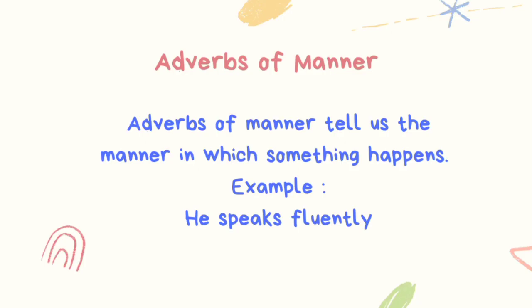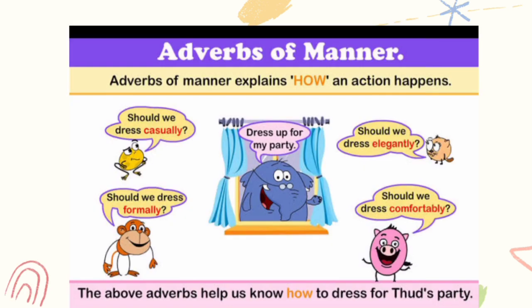Okay, kids, so do you know adverbs of manner? Adverbs of manner tell us the manner in which something happens. Example, he speaks fluently. Nah, fluently ini menjelaskan kalau dia berbicara dengan fluent. Adverbs of manner explains how an action happens. Bagaimana sesuatu itu terjadi. Should we dress casually? Apakah kami ataukah kita memakai dress yang casual? Should we dress formally?